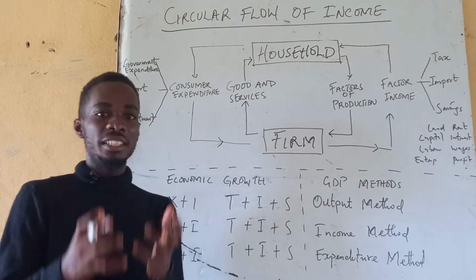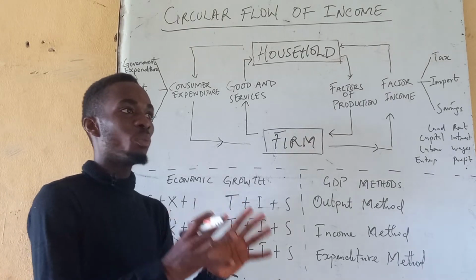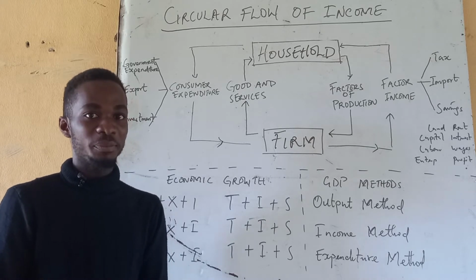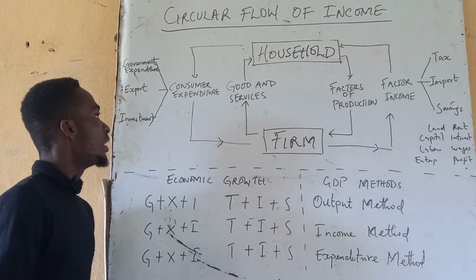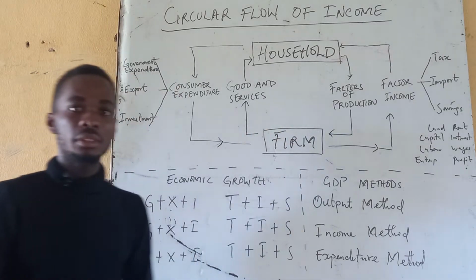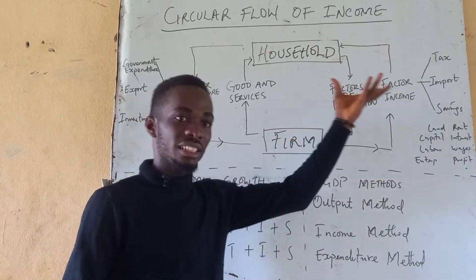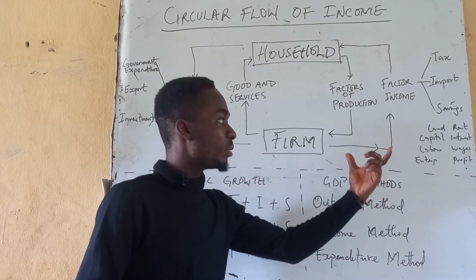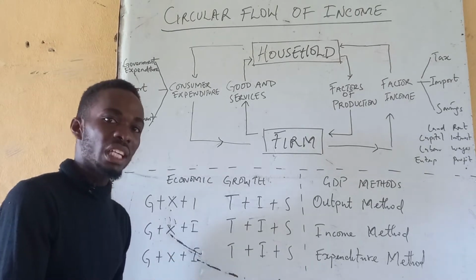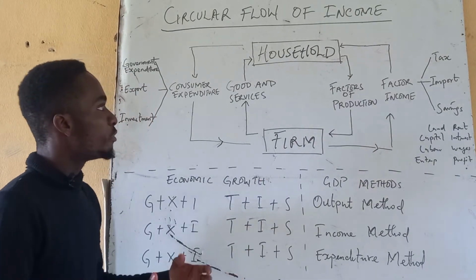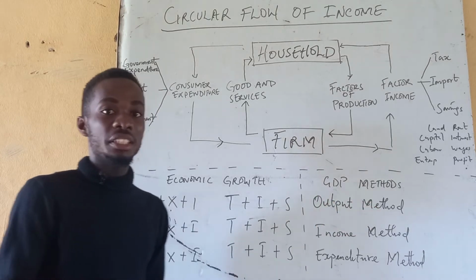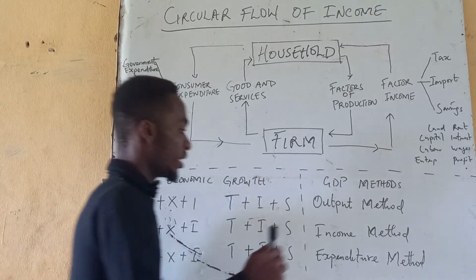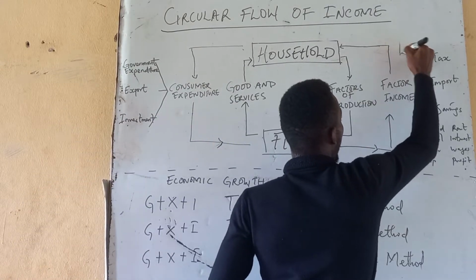What takes this from a two-sector model to a three-sector model is the inclusion of the government sector. The government sector taxes the household, and once tax is charged from the rent, the interest, the wages or the profits, there is a leakage out of the economy. The flow of money out of the economy is called leakage, and these are leakages.